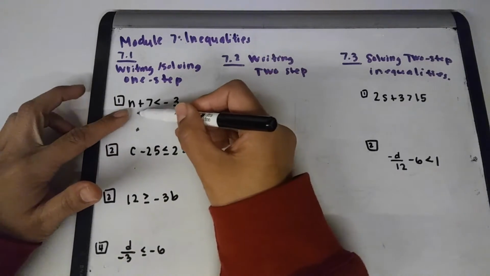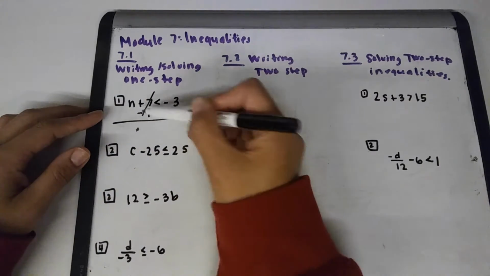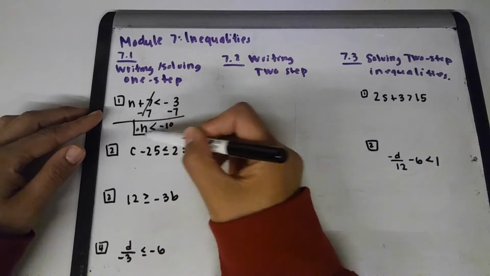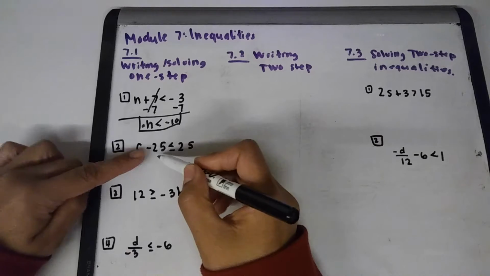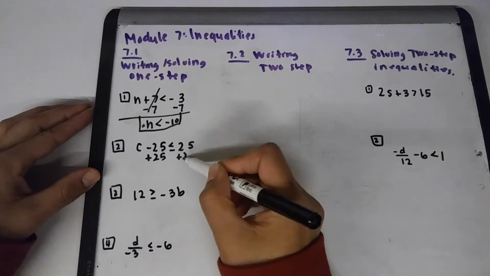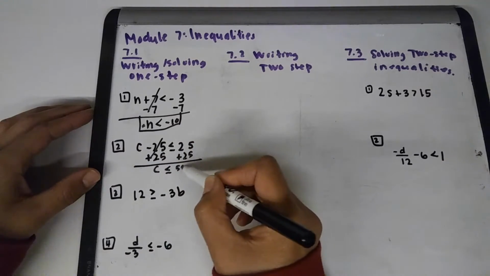So I'm going to isolate this one by subtracting the 7. So that ends up with n is less than negative 10 and I'm done. Next one, I'm going to move this one to the other side, so I have to do the inverse operation, which is to add. So I end up with c is less than or equal to 50, and I'm done.